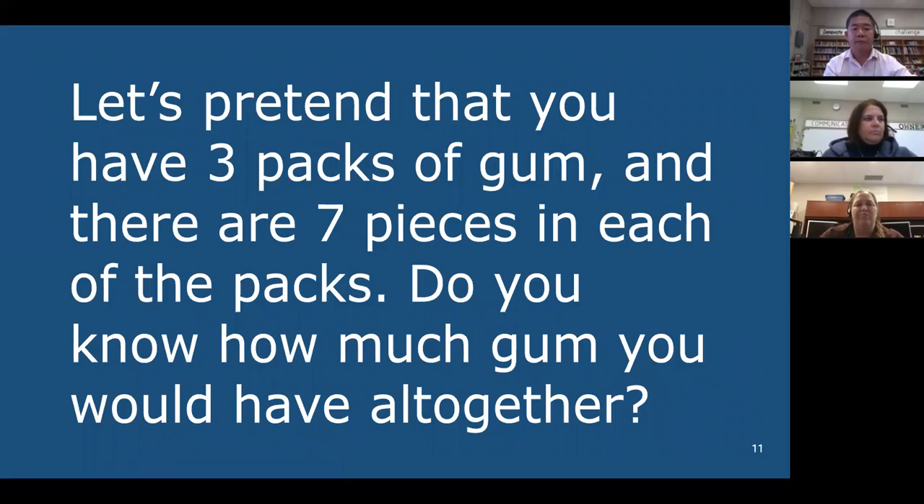So let's pretend that you have 3 packs of gum, and there are 7 pieces in each of the packs. Do you know how much gum you would have all together?